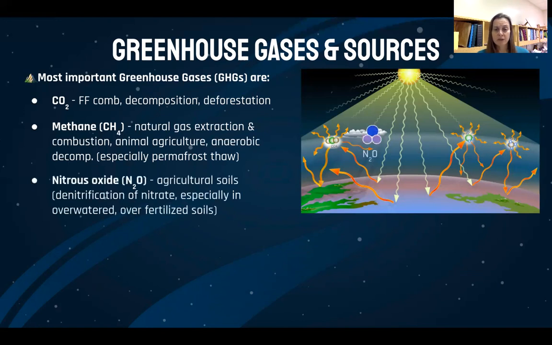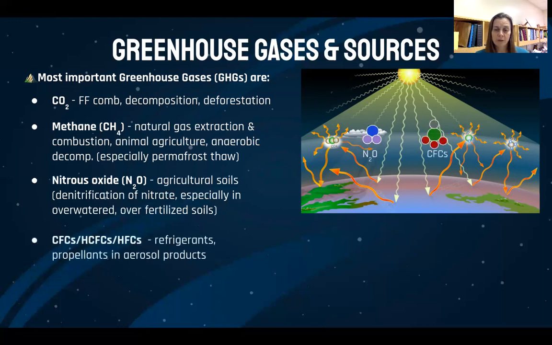Third one is nitrous oxide. So this is N2O. This is not the nitrogen oxides that we've been talking about as a byproduct of fossil fuel combustion, although it sometimes can be. Primarily, nitrous oxide comes from the denitrification of nitrate. So it comes from agricultural soils, particularly in overwatered soils because it's now anaerobic, and over fertilized soils because there's lots of nitrogen there. So nitrous oxide primarily comes from agricultural soil.